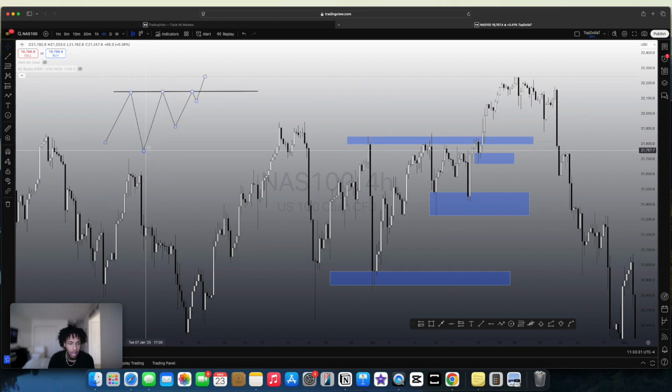Reach the highs, this is the higher low. Reach these highs, this is the higher low. Reach back to these highs, this is the higher low. And then at any point, if it had broken that, then the structure would reverse over.